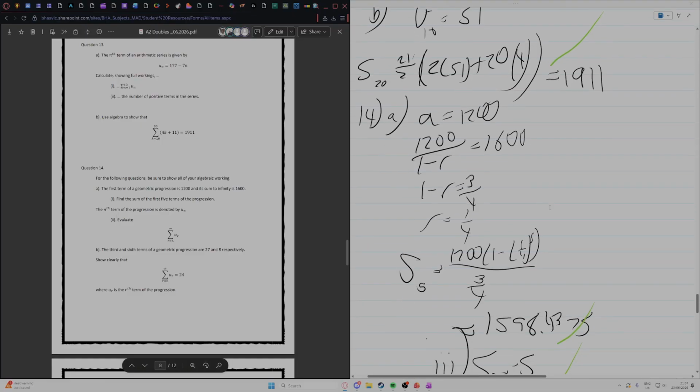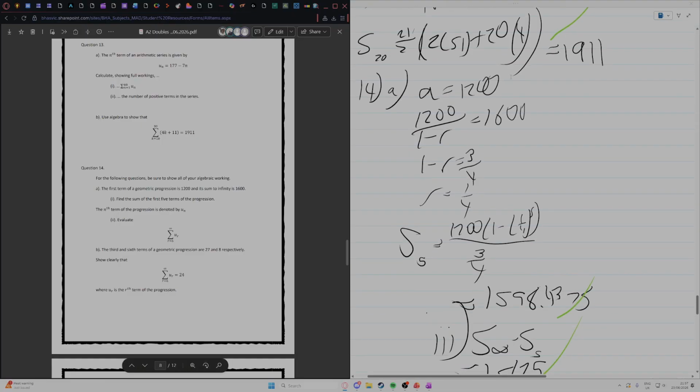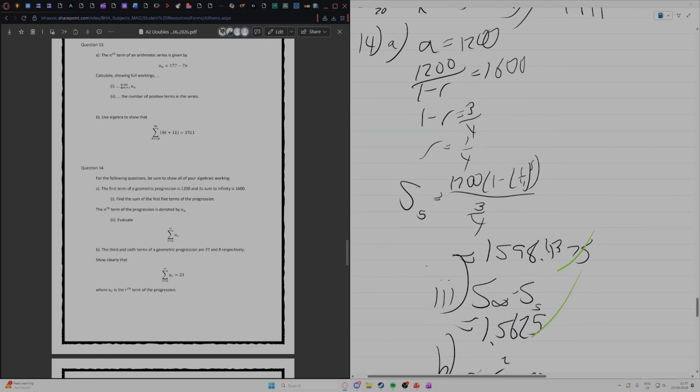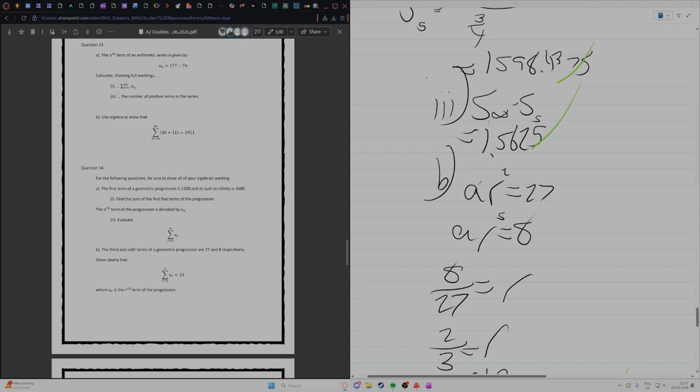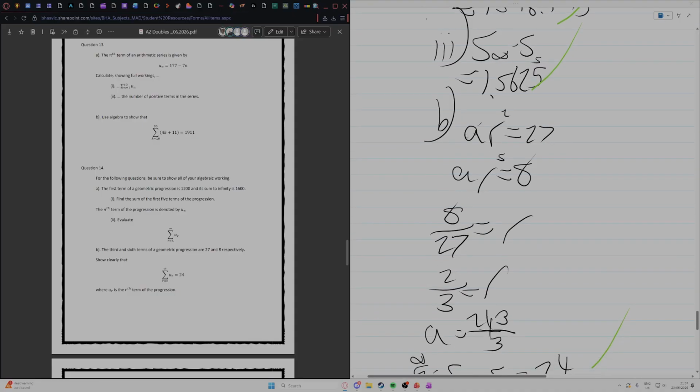This one, some simultaneous, this is like a common thing. Oh, it's not simultaneous, but just finding A equals that, sub it in, get R, and then substitute it into the formula. And this is what I was talking about. This is just S infinity subtract S5. But this part B is just some simultaneous equations. So you find the third term is 8. Sorry, the third term is 27. The sixth term is 8, and then you divide both equations together.